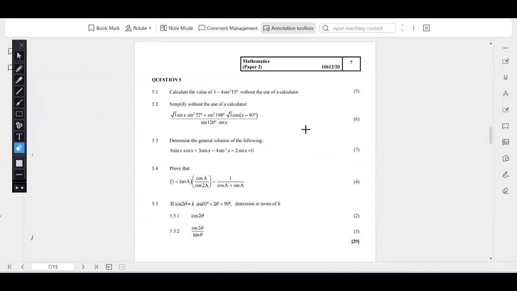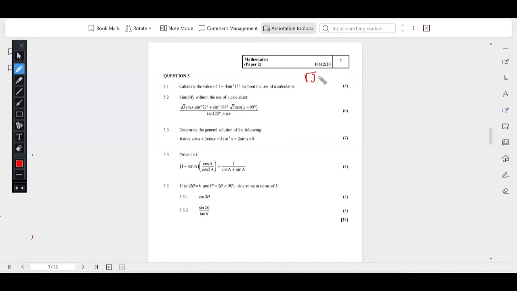5.2. Simplify without the use of a calculator. Root 3 sine x sine squared 72 plus sine squared 198. And then we have root 3 cos x minus 90 degrees, right? So also this one, let's make space. So we have our root 3 sine x sine squared 72 degrees plus sine squared 198 degrees, and then root 3 cos x minus 90 degrees all over tan 120 degrees, and then sine x.